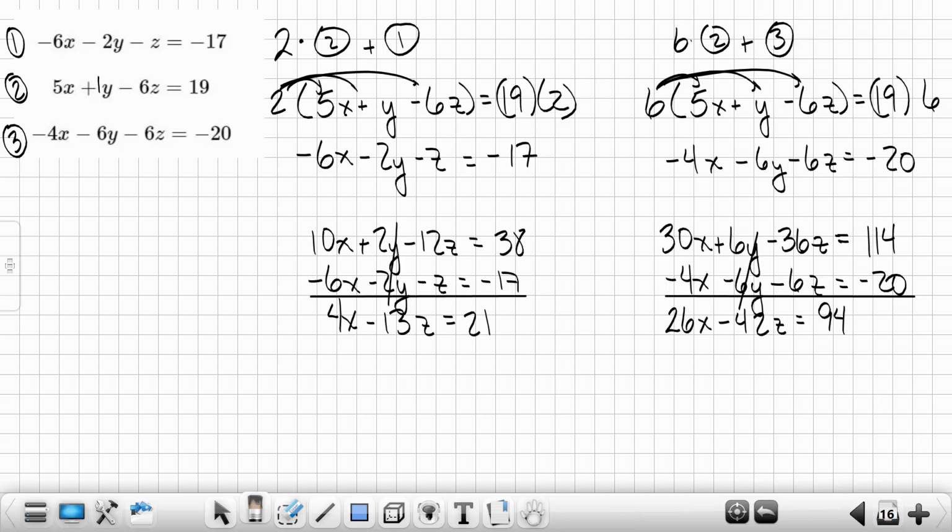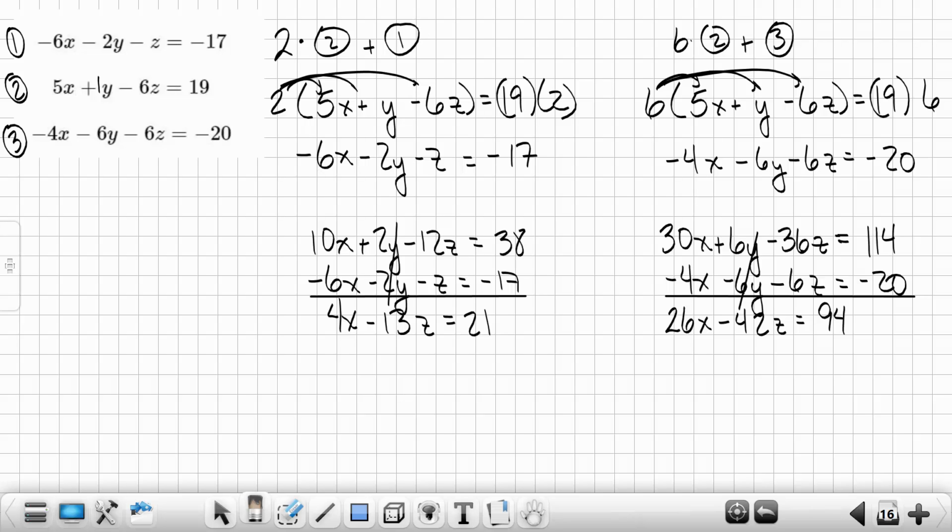So now I have these two equations. They both only have x and z. So now I'm going to use elimination again. Now, taking a look at them, they're not pretty. 4, 13, and 20 and 1, there's nothing I can divide by. 26, 42, and 94, though, I can. Will it really help me to do so, though, is a question.